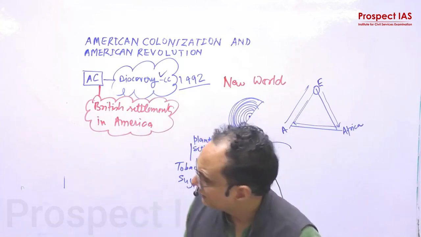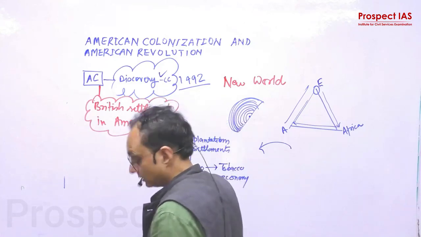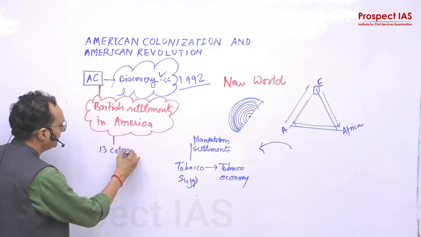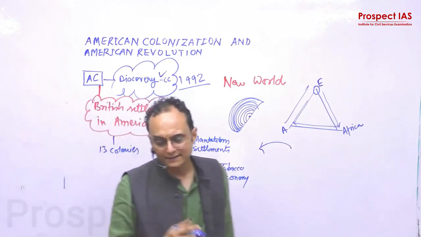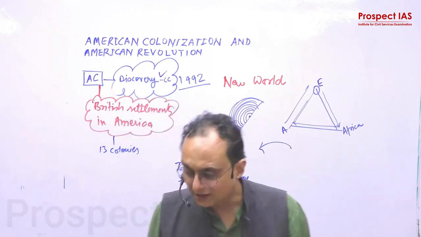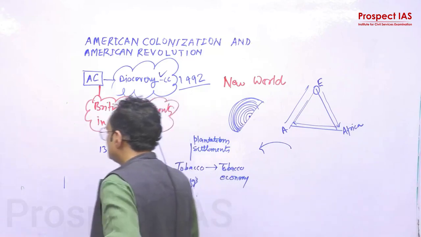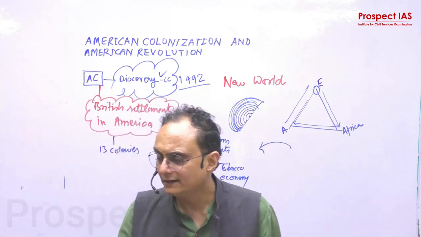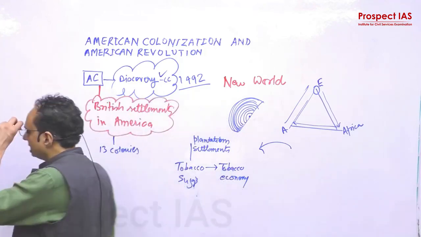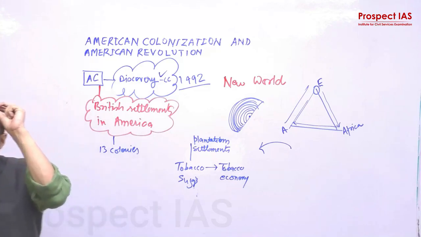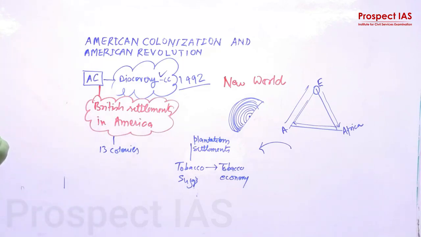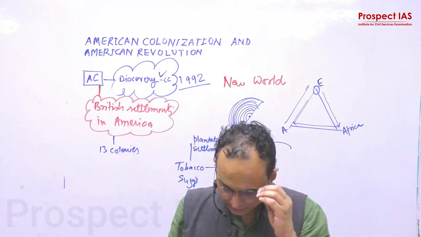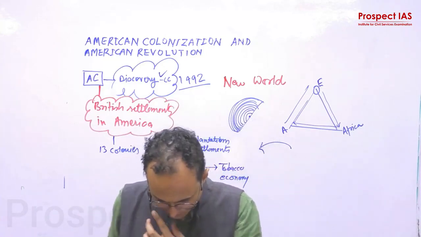Okay. So these 13 colonies were varied in sizes. 13 colonies, number one, varied in sizes and multicultural in character, meaning they were not monolith. It was not that people of the same kind began living together. Multicultural in character, varied in size, number one, multicultural in character. Okay.